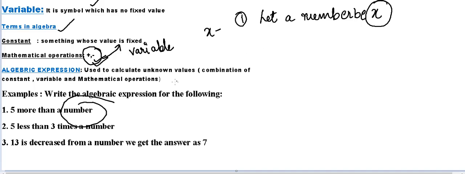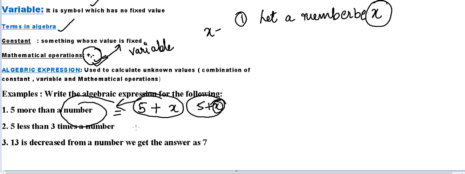How are we going to write the algebraic expression for this? 5 more than a number. We can easily write it as: 5 more is addition, then a number. This will be the algebraic expression for this question, that is, 5 plus x, where x is the number. Let us look at the second example. It says 5 less than 3 times a number. Let us take the number as x.